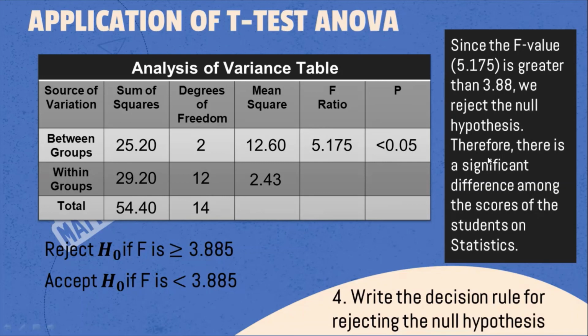Therefore, there is a significant difference among the scores of the students on statistics. That means the performance of the students are different from each other or from each section. I hope you were able to follow our long process in solving for the ANOVA.